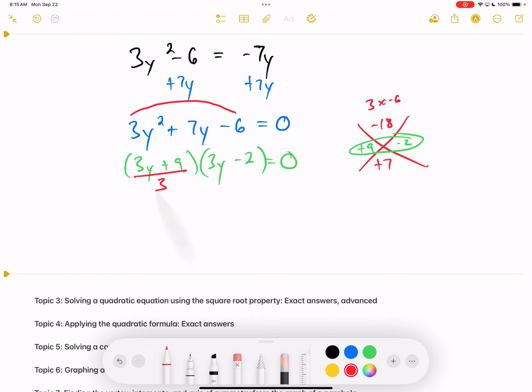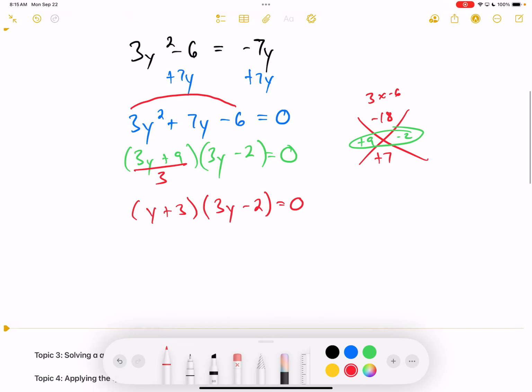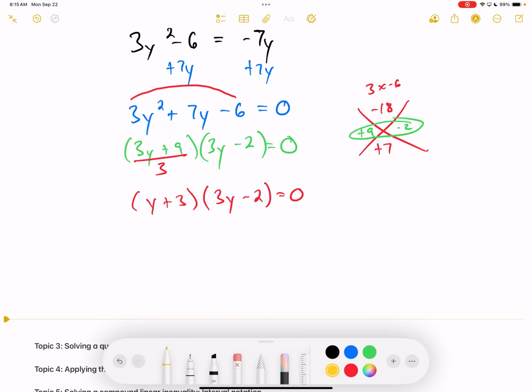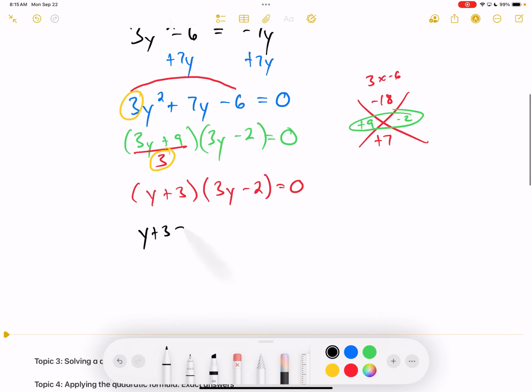But I can divide 3 and 9 both by 3 and just get y plus 3. 3 and 2 I can't divide by anything. And now if I foil it back out, it would work. What happens here is I multiplied by 3 at the beginning, so I divide by 3 at the end to make it back to where it was. Okay. We're not quite finished with this problem yet, though, because it has an equal sign in it, so we set both factors equal to 0. On this one, we just subtract 3 from both sides. And on this one, we add 2 and then divide by 3.